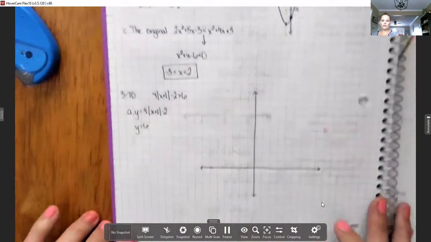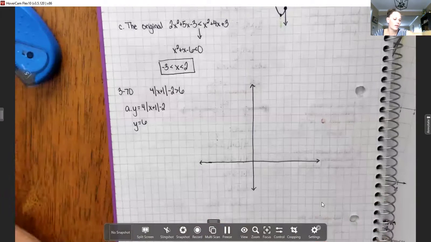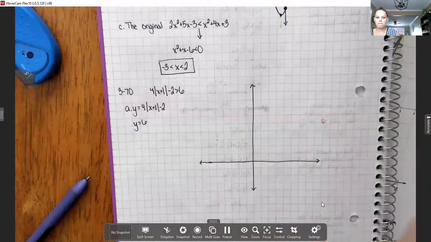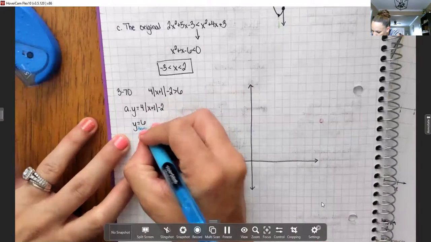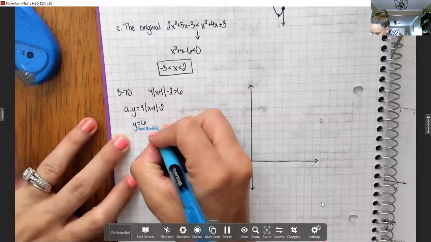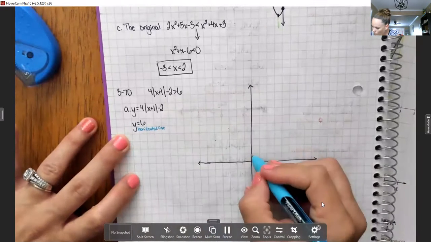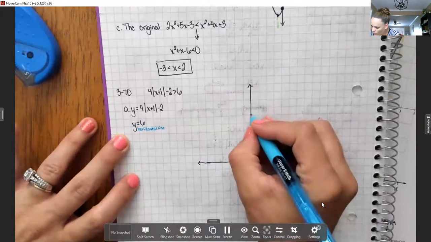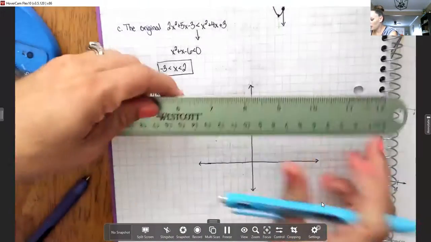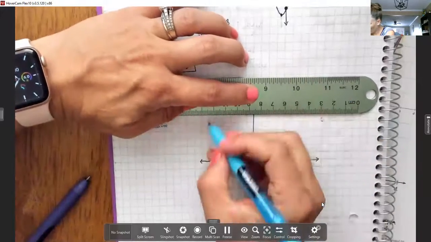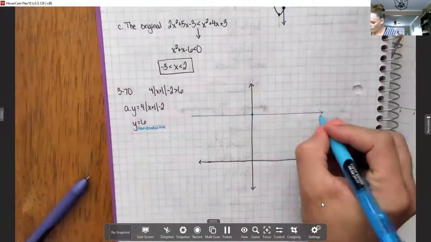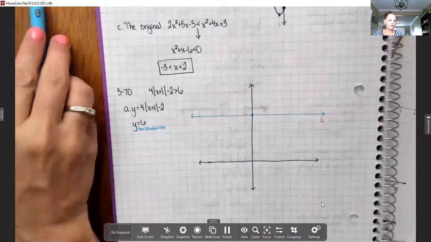I'm going to count by 1, so I'm not really going to label anything there. So let's see. Y equals 6, that one's a little bit easier. That's just a horizontal line. So you go up to 6, you make your line. So that's the line or equation y equals 6.